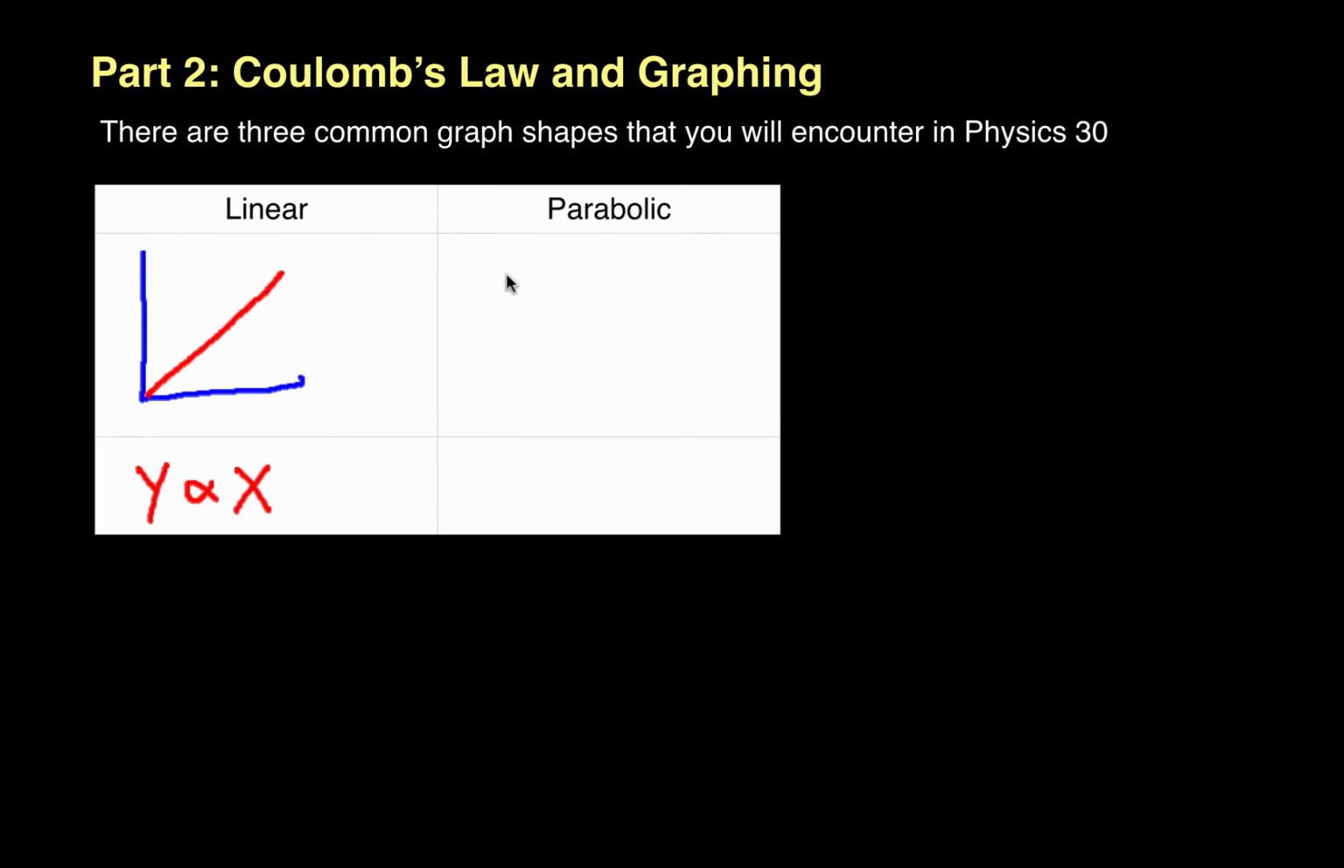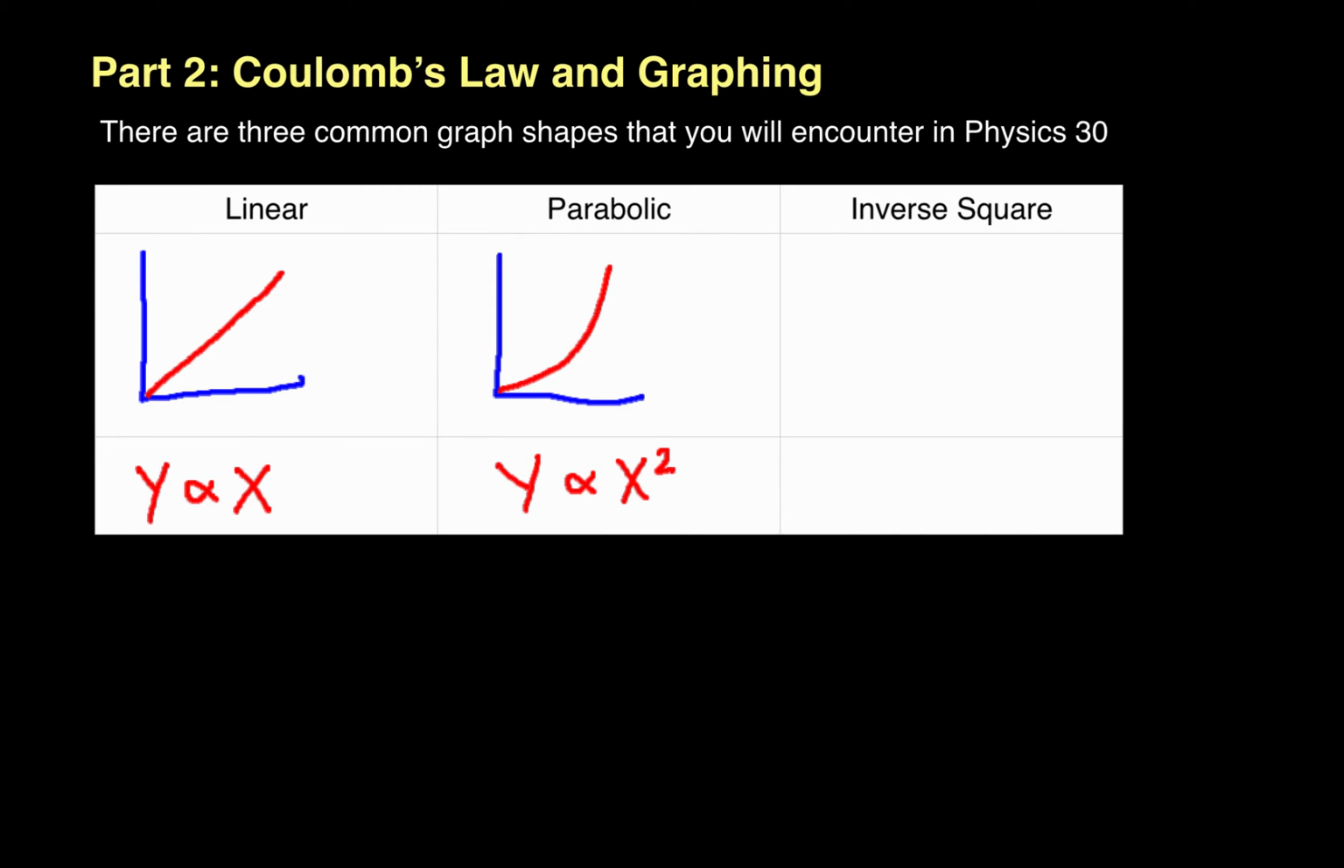You should also be able to recognize a parabolic graph. A parabolic graph is curved, like a parabola, and will always have a formula that looks like y is proportional to x squared. The last type of graph you should be able to recognize is an inverse square graph. This one is curved, but it's decreasing down. And this has an equation that looks like y is proportional to 1 over x squared. The inverse tells you about the fraction, the 1 over. The squared tells you that the x value is squared.